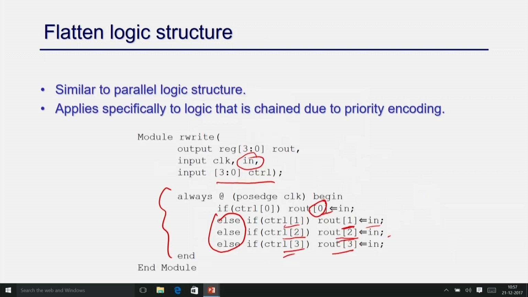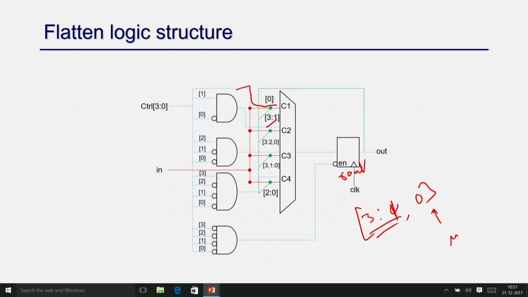Now, the else if is true only when control 0 is 0, right. Only then will this else be true. So, I have to add an AND gate where I check that control 0 is 0, that is the negation of it being 1, and check control bit 1. If it is true, then I update bit 1. So, I take bits 3 to 2 and bit 0, and bit 1 will be updated from the input, and I combine these to get the result, right.